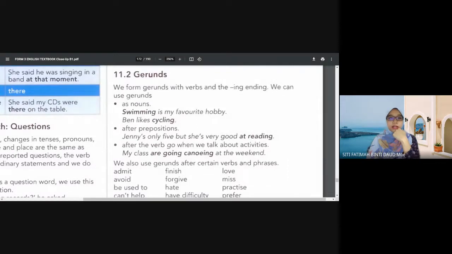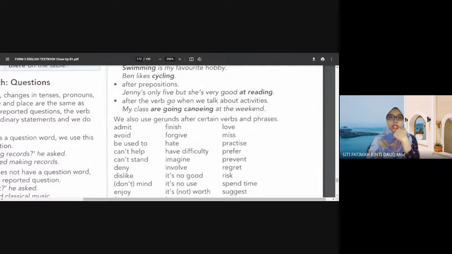After the verb go, when we talk about activities. So remember, if you want to talk about activities and you want to use go, my class are going canoeing at the weekend. So you see, are going is continuous tense. This one is actually future tense, but in the form of continuous tense. It is am, was, or were, and then the ing. But we still use this if we talk about activities with the verb go. My class are going canoeing at the weekend. We are going cycling next week.